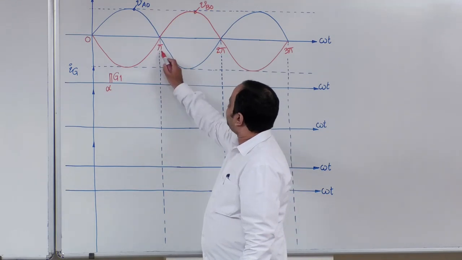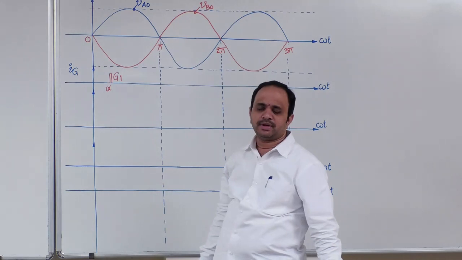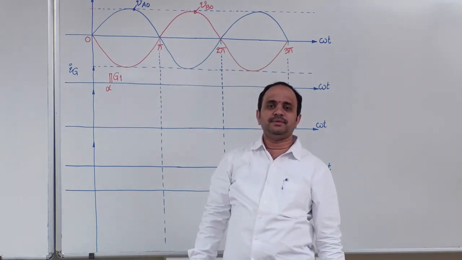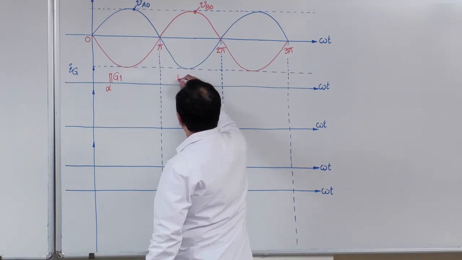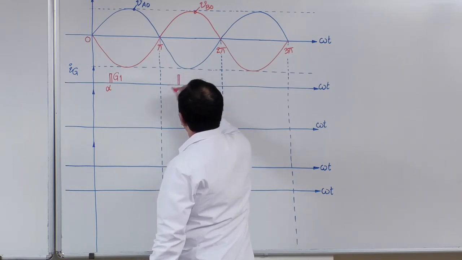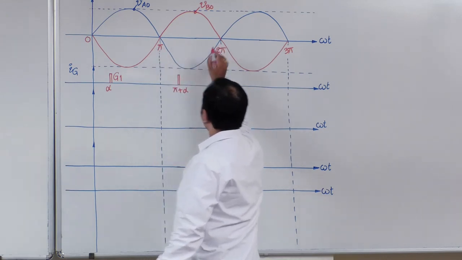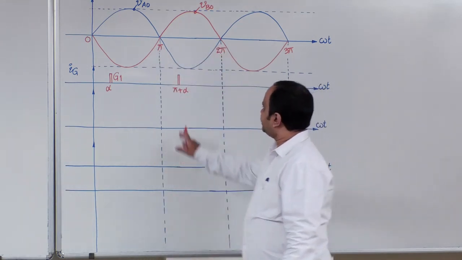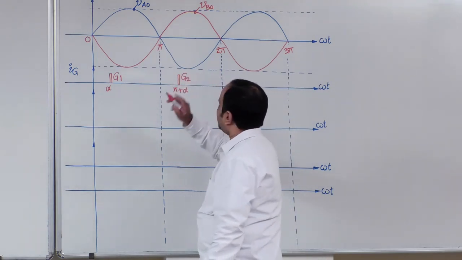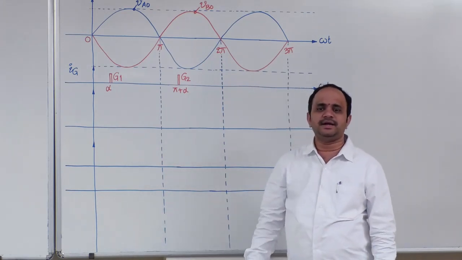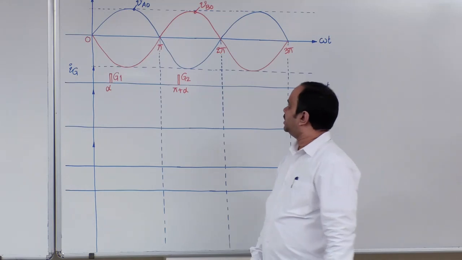Next, from pi to 2 pi, VBO is positive. Therefore, we should give the firing angle to T2 between pi and 2 pi, that is, at omega t equal to pi plus alpha. So at pi plus alpha, gate current is given to the second device, that is T2.